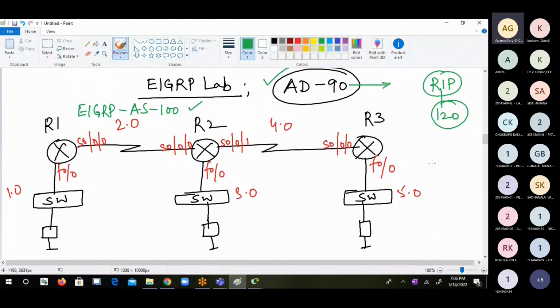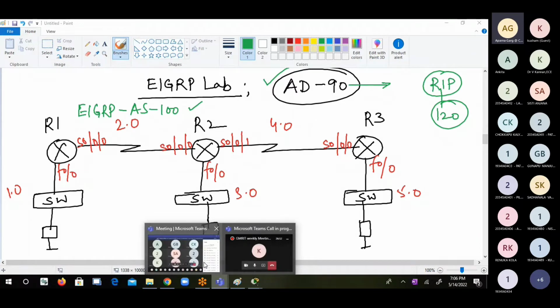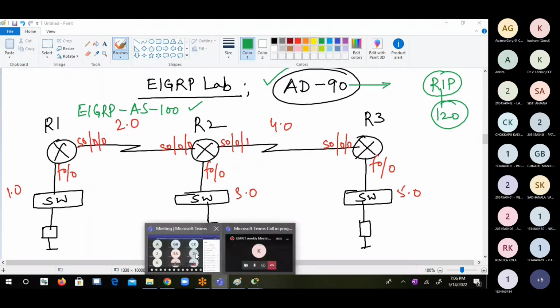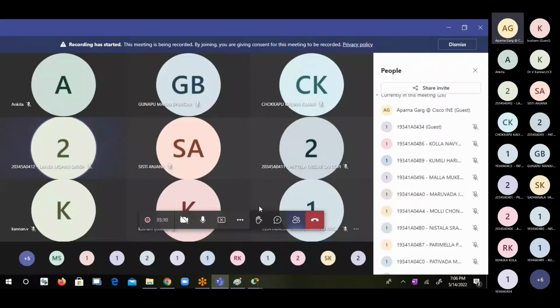Okay, let's implement. Start implementing, and whosoever is done, please let me know. Have you taken the screenshot of this? Yes. Start implementing and let me know whosoever is done.